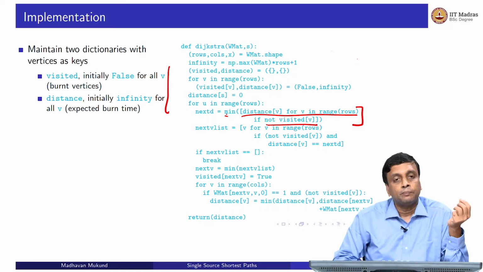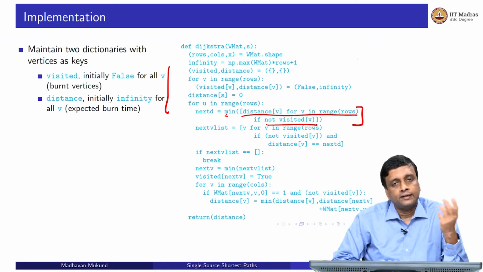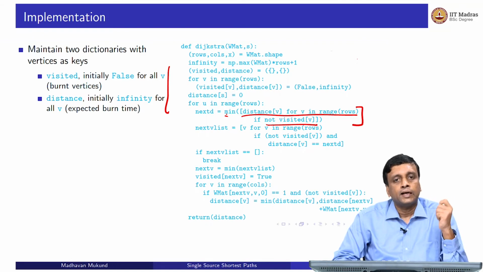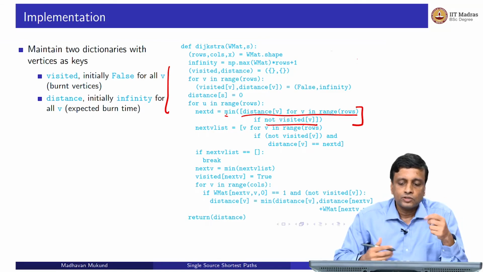Now, there could be multiple such vertices. At the beginning there will be only one, but at a given point there could be multiple such vertices. So, I will say that the next distance that I am going to explore, next d, is the minimum distance among the unburnt vertices. Now, I have to find the vertex for which that is the minimum distance. So, that is my next thing.